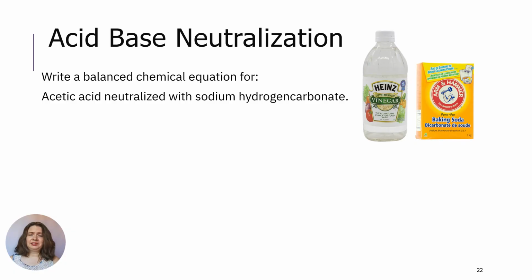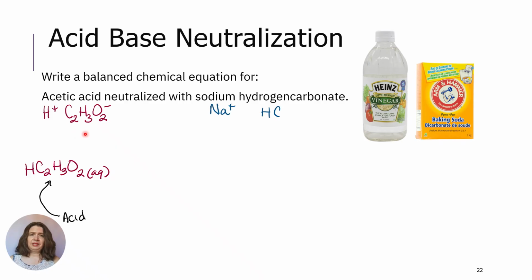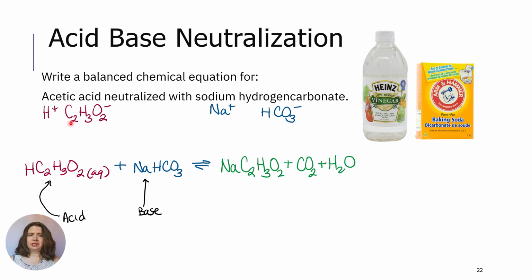Finally, let's write a balanced acid-base neutralization reaction. When vinegar reacts with baking soda, bubbles are produced. Vinegar contains acetic acid, HC2H3O2. Baking soda is sodium hydrogen carbonate, NaHCO3. Apply the double displacement reaction pattern. Sodium ions combine with the acetate ions to form NaC2H3O2, sodium acetate. H+ ions combine with HCO3- ions to form carbonic acid, H2CO3.